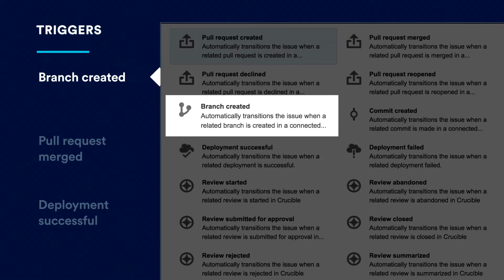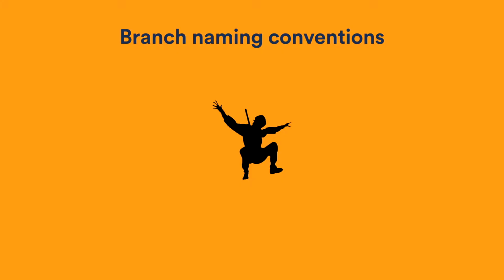So here we're looking at branch created. Now for this to work though, you need to include the issue key in your branch name in your Git repository, more or less, or your SCM. So we'll quickly have a look at branch naming conventions.